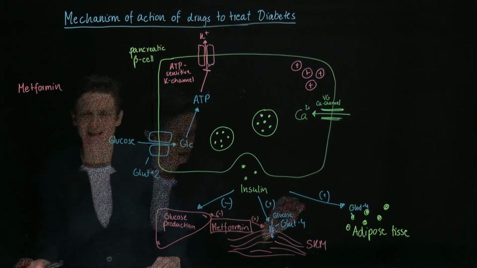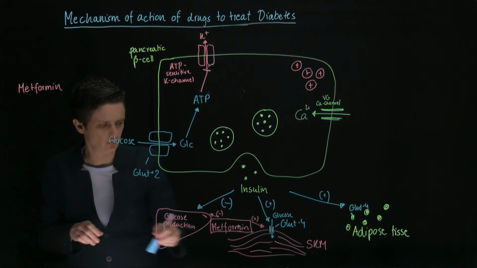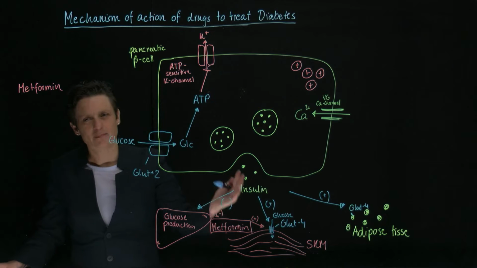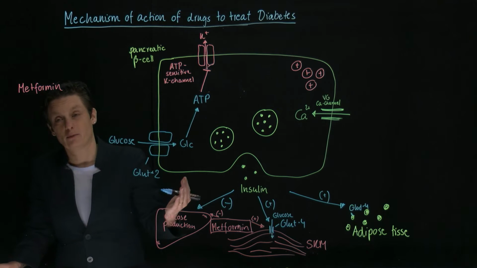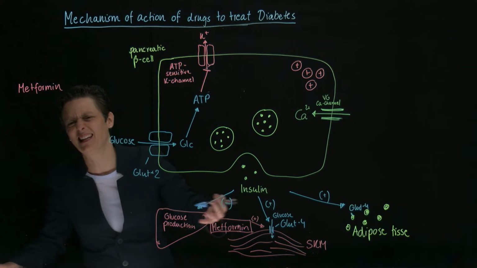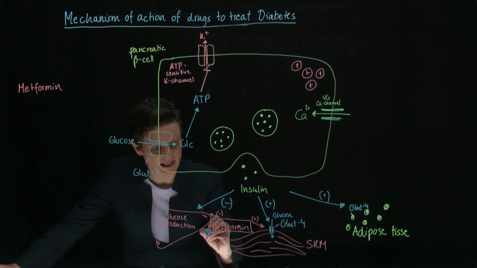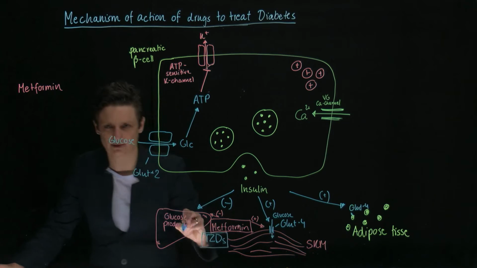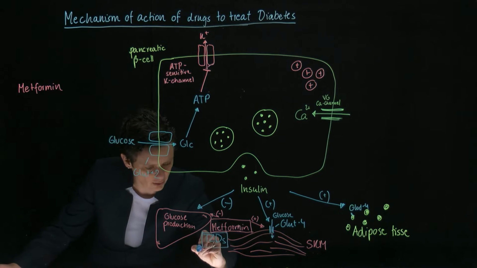So that's why I put it here, because you can almost see it downstream of insulin signaling. Now we have another drug class that also has a completely different target, but we can also consider it working as what's sometimes referred to as an insulin sensitizer, making insulin work better. And these are the TZDs, the thiazolidinediones, things that end in glitazone.